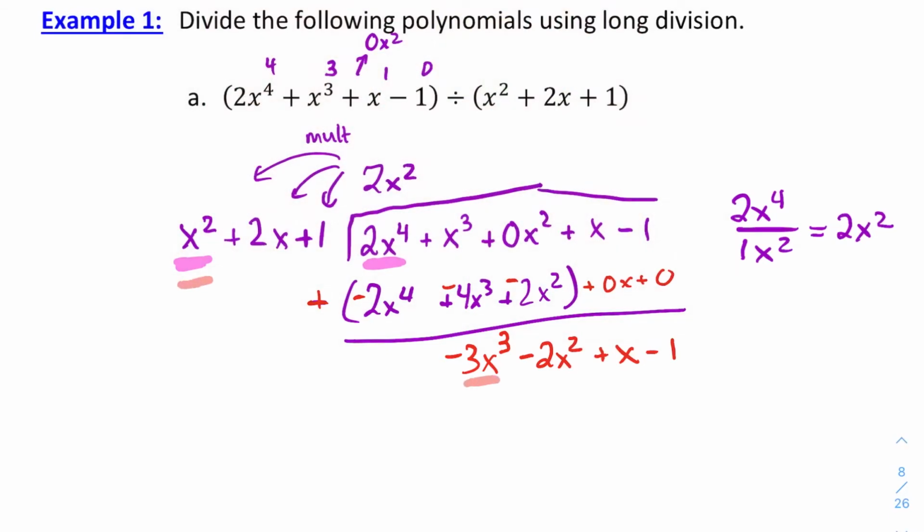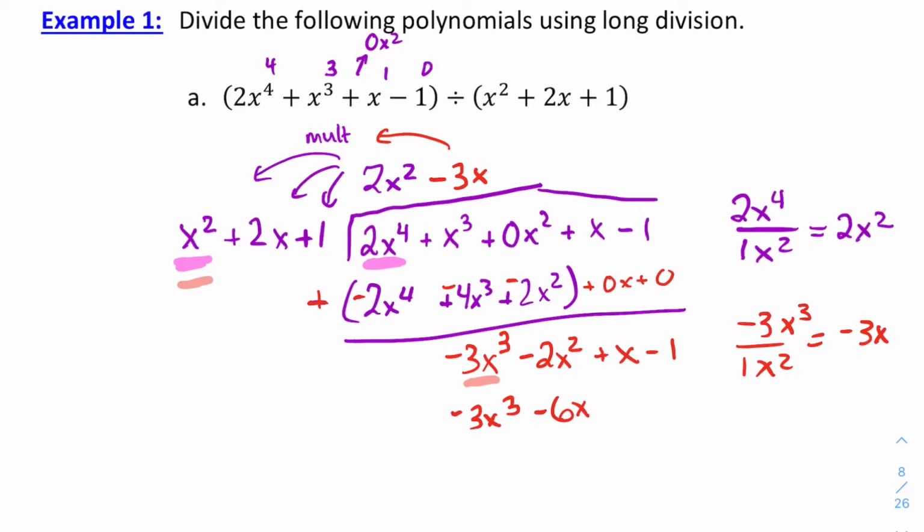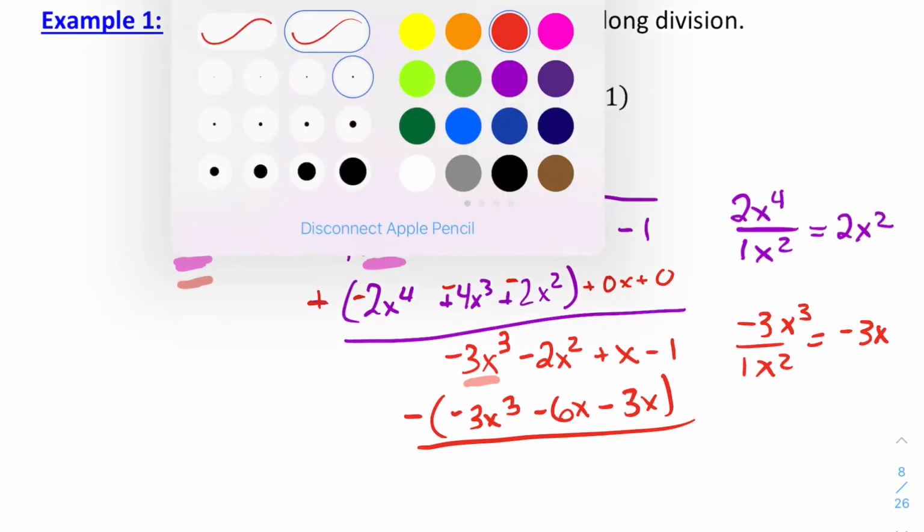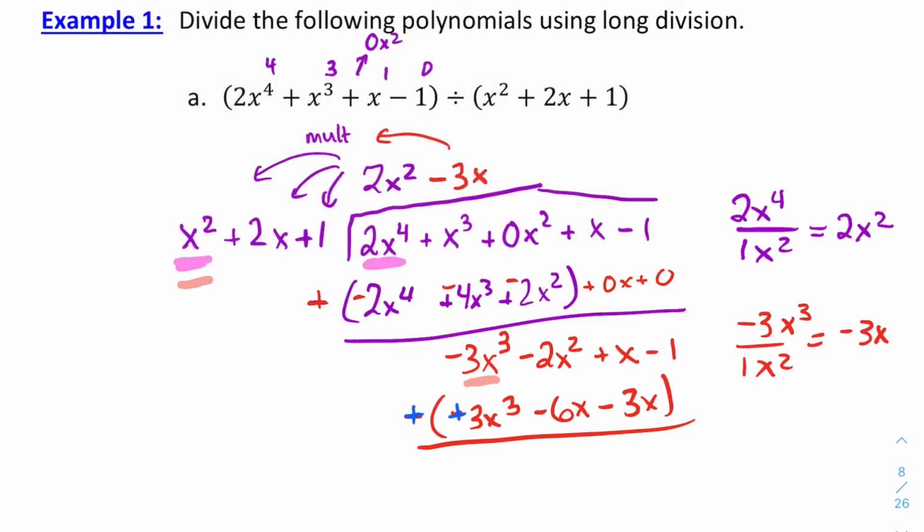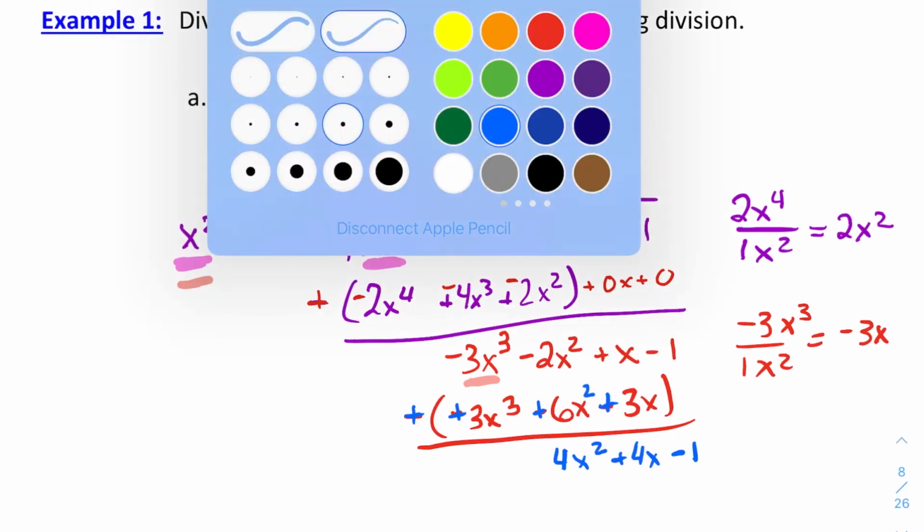Now you need to take your new first term of negative 3x cubed and still divide it by your first term on the outside. So negative 3x cubed divided by 1x to the first gives me negative 3x, and then I kind of just repeat the process. I multiply negative 3x back times x squared plus 2x plus 1, which is going to give me negative 3x cubed minus 6x squared minus 3x. I'm subtracting all of that. So this is where I really prefer to change my signs, otherwise I have to think minus and negative on all of those. So if I do my subtraction, now addition, I'm going to end up with 4x squared plus 4x minus 1.